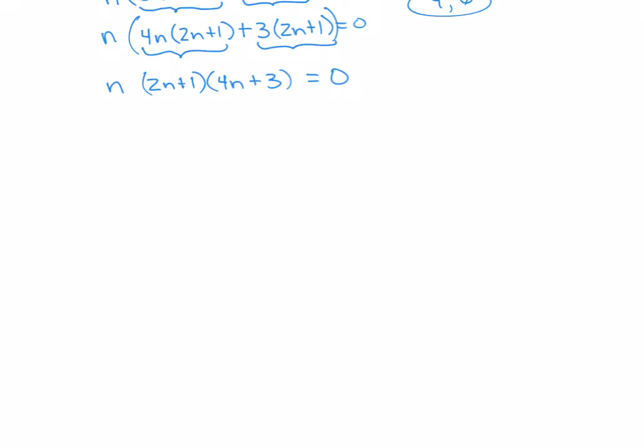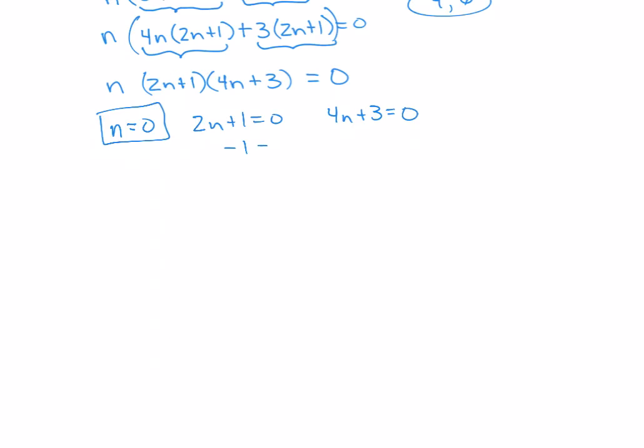All right, let's set each factor equal to 0. We get n equals 0. Make sure you remember this. We get 2n plus 1 equals 0. And our last one is 4n plus 3 equals 0.